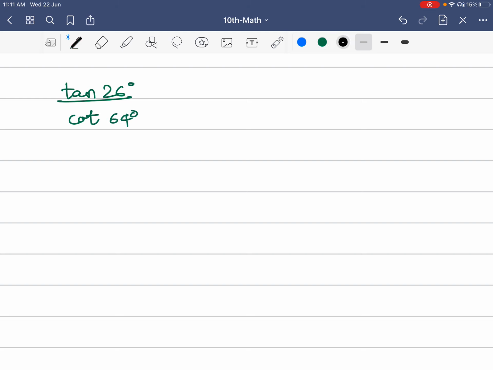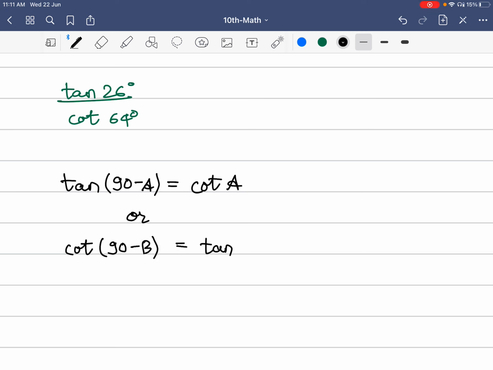Now once again, just like the sine and cos trigonometric ratios, the trigonometric ratios tan and cot are related to each other by the complementary angle property. And what is that property? Exactly the same. Tan of 90 minus a is equal to cot of a. Or I can take cot on the left hand side and tan on the right hand side, and say cot of 90 minus b is equal to tan of b. Either way it's the same thing. So tan and cot are once again related by the complementary angle property.